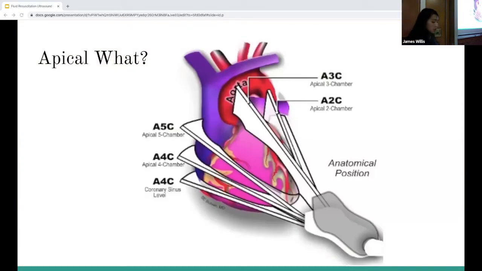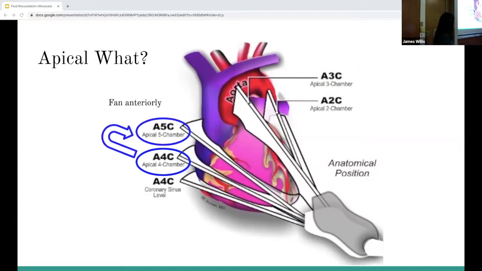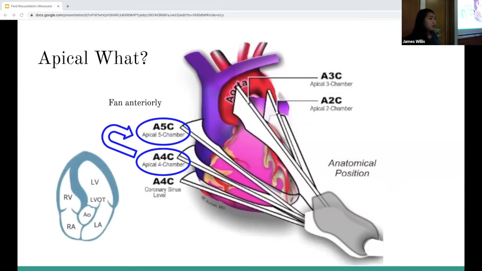I think most of us are familiar with the apical 4-chamber view as part of our echo imaging collection. So just to orient you to how to get these specific views, to get to the apical 5-chamber view, you want to fan your probe anteriorly on your patient, and you're going to bring in this extra tract in the middle, and that's going to be your aortic outflow tract or your LVOT tract, and that's where you're going to put your Doppler.